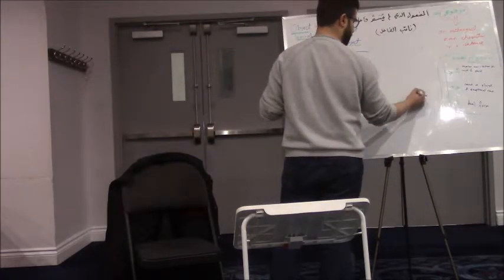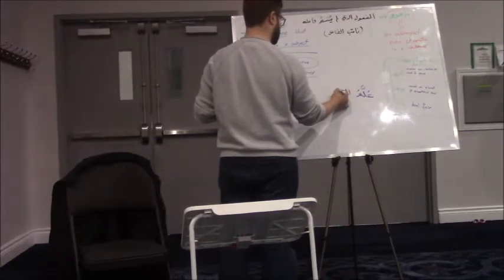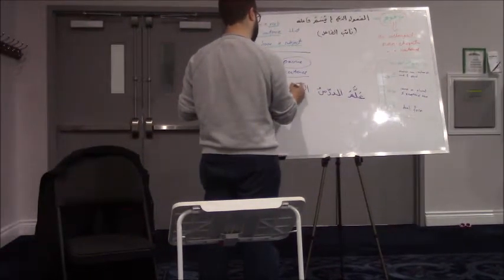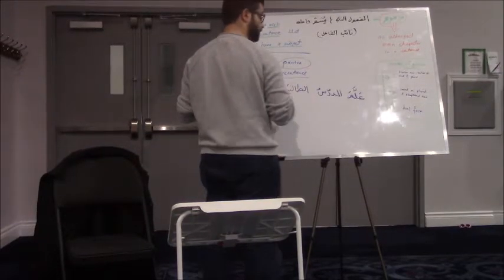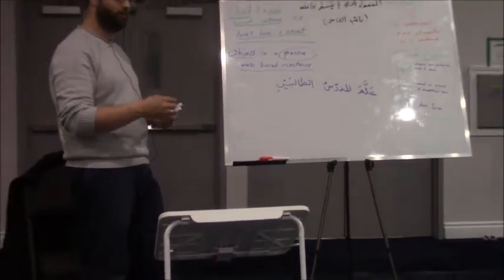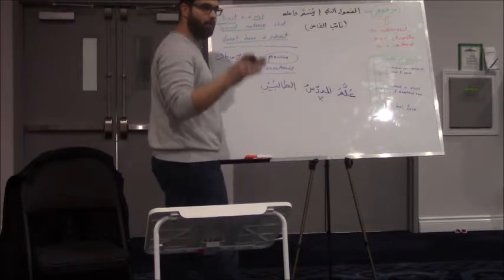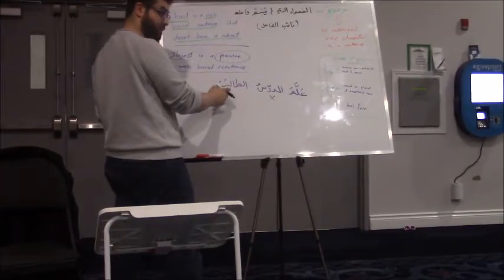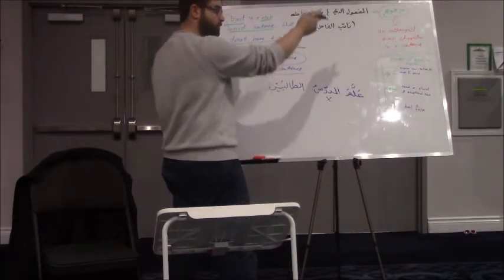'Allama al-mudarris al-talibayn. So the teacher taught the two students. Okay, come on, break it down for me. What would you do? I want to remove the subject. I want to turn the active verb into a passive verb, and then the object is going to become na'ib al-fa'il, or an object in a passive verb-based sentence. So it's going to be marfu'. So what would you say?